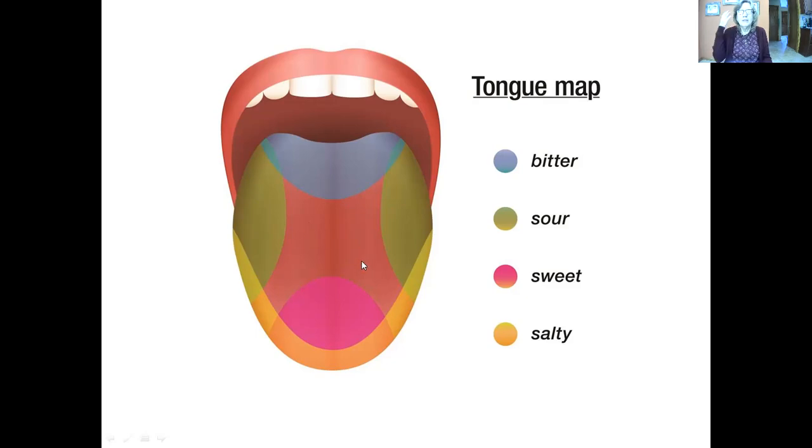And the tongue sends the messages to our brain about those tastes. Now, did you know you have 10,000 taste buds? 10,000. And every 2 weeks, you get new taste buds. All right, the old ones go away and you get the new ones.